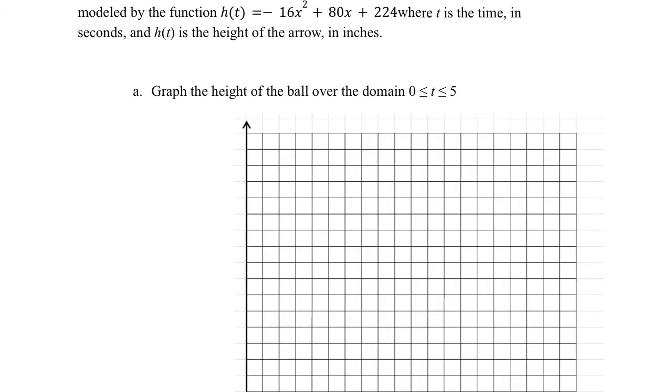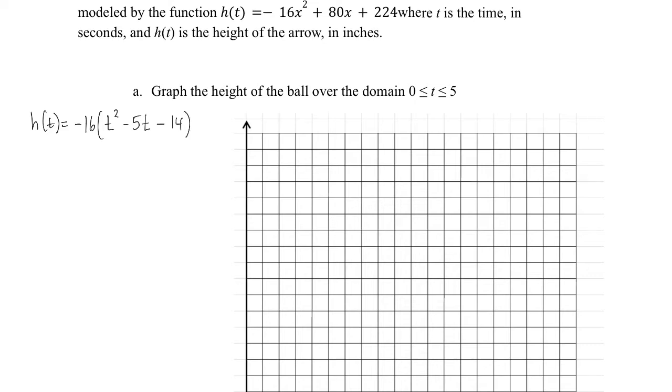So first of all, we talked about this in the last lesson. The first thing we want to do is, when we've got a number in front of x squared, we want to factor it out. So I'm going to factor out that negative 16. And when I do that, I'm going to get h of t equals negative 16. All those x's in that problem should be t, so I'm going to change them here. I'm going to get t squared minus 5t minus 14 when I do that.